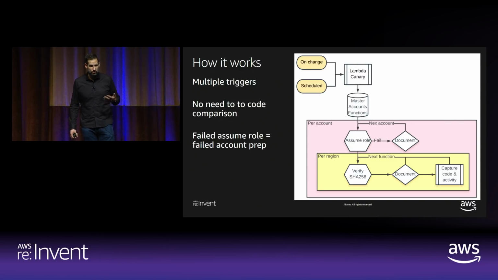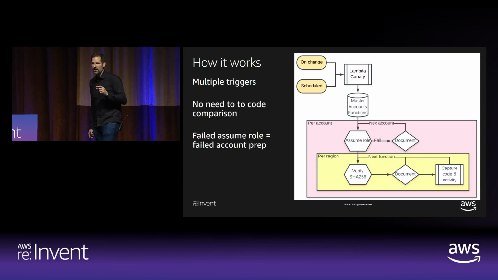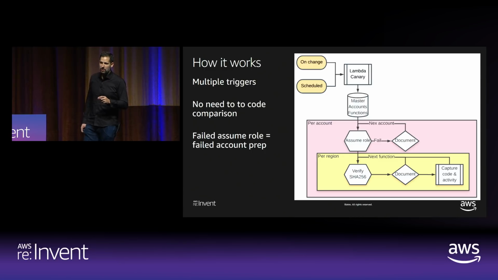It's lightweight. It just pulls the data from it. You don't have to do code line-by-line validation. It's just going to use the SHA for the different codes to validate that it's there. And we'll show you the example of how to actually do this as well.